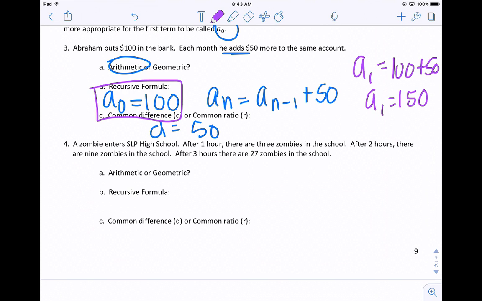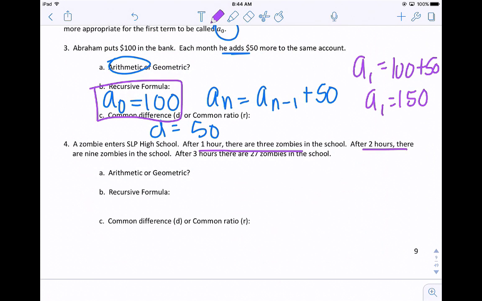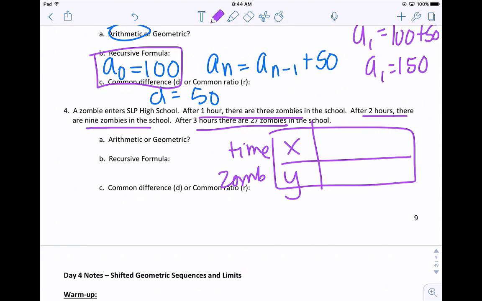Here's one more example. A zombie enters SLP High School. After 1 hour, there are 3 zombies in the school. And after 2 hours, there are 9 zombies in the school, and after 3 hours, 27. Here's a table if I make a table of this. x is time, y is the amount of zombies. All right, so here it's appropriate to say that the zombie enters the school at time 0. After 1 hour, there are 3 zombies. After 2, there are 9. And after 3, there are 27.